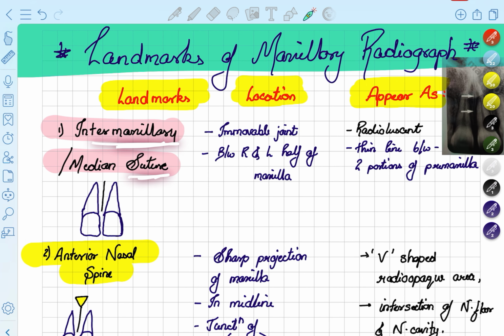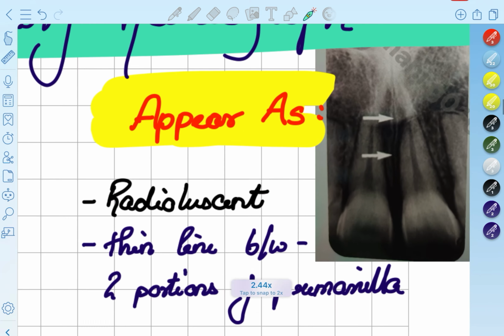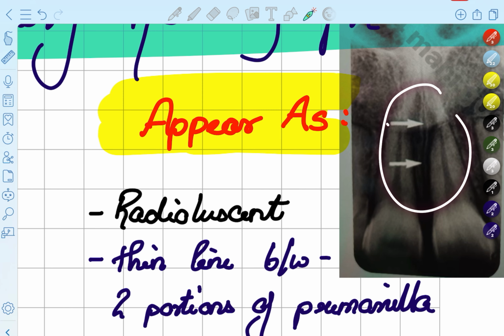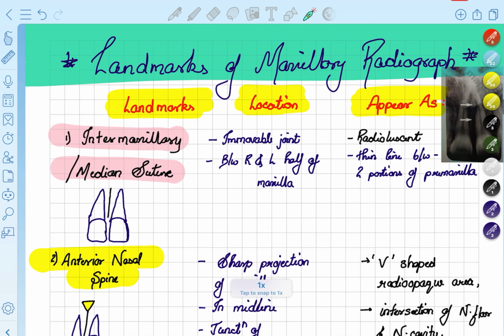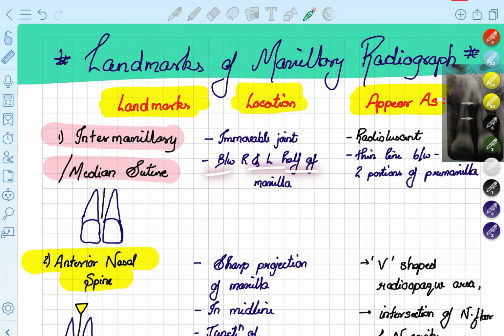As the name suggests, it is a suture. It is not a bony part. It is the location between the two bones, so it will appear as a radiolucent. It is a bony joint. As we can see in this diagram, the structure where the arrow is showing is the intermaxillary suture, or median suture, between the right and left half of maxilla, a thin line between the two portions of premaxilla.